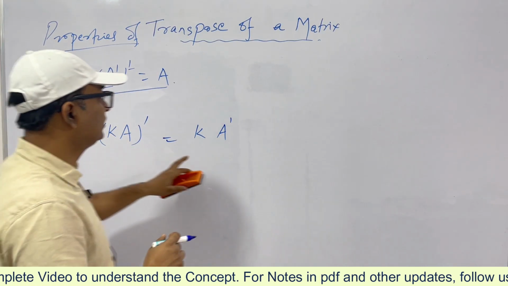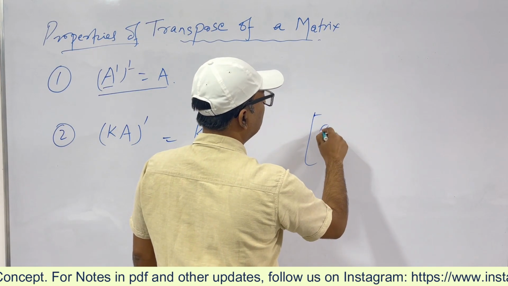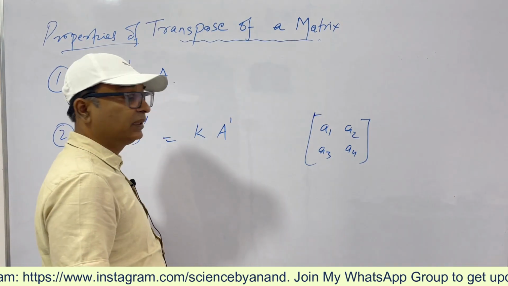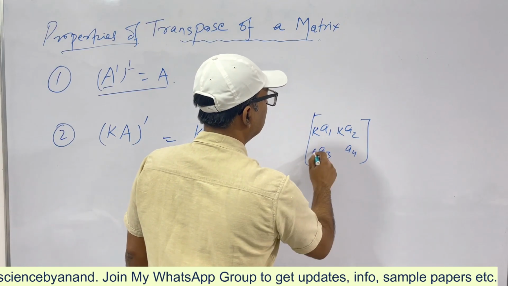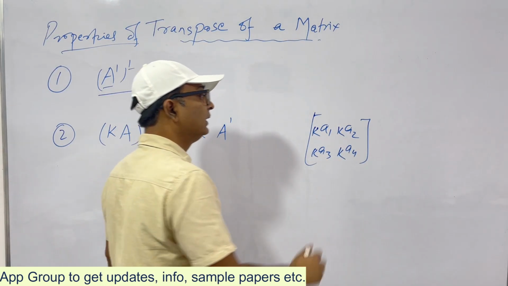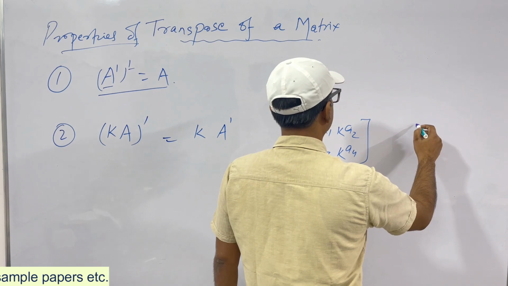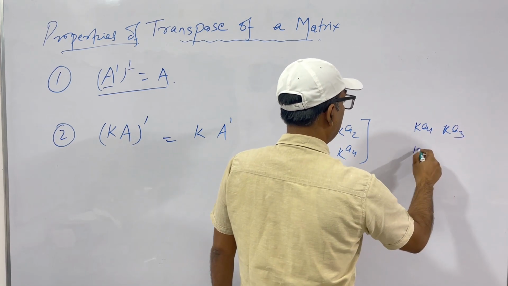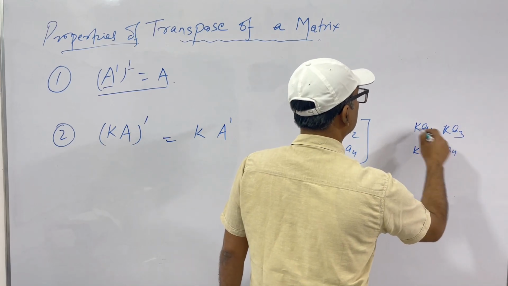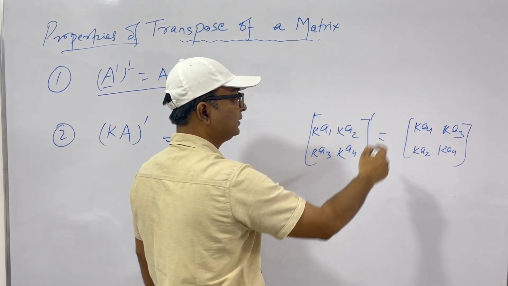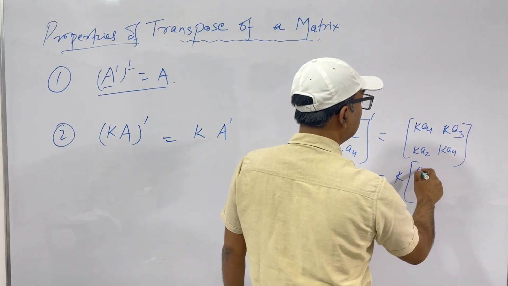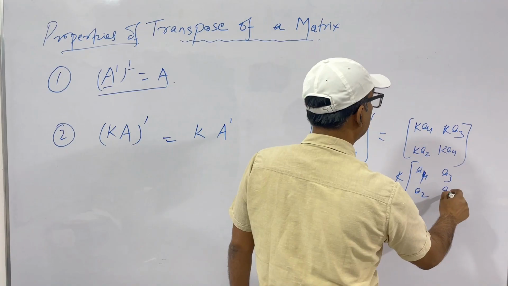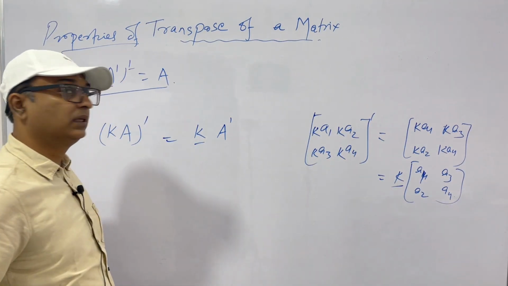Clear? Let me explain this. Let's say this is our matrix. We multiplied it by K, so this became this. Now we take transpose of this. It will be Ka1, Ka3, Ka2, Ka4. So transpose of this will be this. You can take K out, leaving A1, A3, A2, A4. So K can be taken out. Clear?